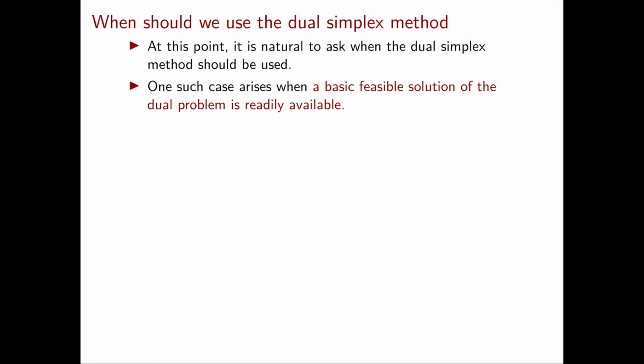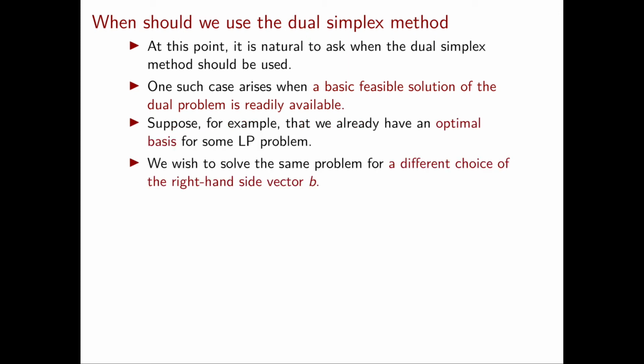In fact, in this case, we can immediately start using the dual simplex method starting from such a solution. On the other hand, if we use the primal simplex method, we would have no use for such a basic feasible solution of the dual, and we would have to run first phase 1 to find a basic feasible solution of the primal, and then phase 2. So essentially, using the dual simplex method, we skip phase 1.